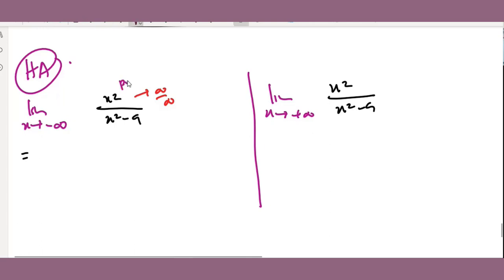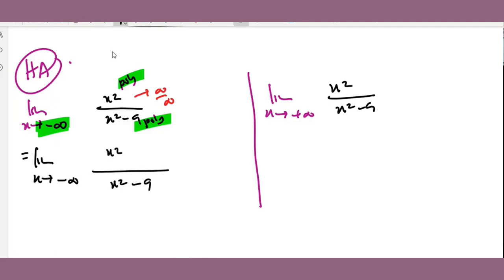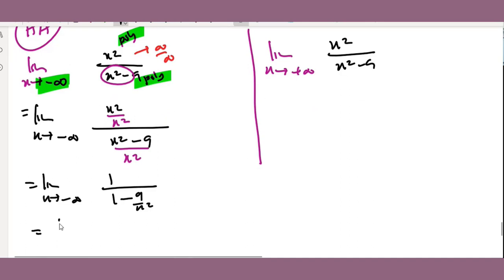It is polynomial over polynomial. For this one tending to infinity, you have to divide by the highest power of the denominator. Just repeat the same thing, right? Just show, divide. This is the highest power of the denominator. And then simplify: 1 over 1 minus 9 over x squared. Substitute: 1 minus 0 is equal to 1.